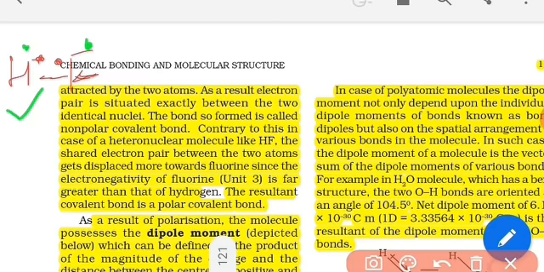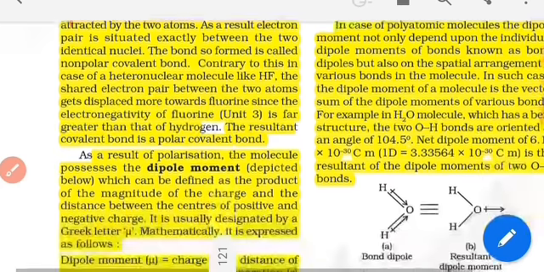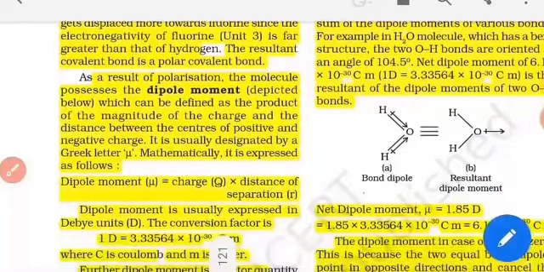Since we know that the electronegativity of fluorine is more than the electronegativity of hydrogen, this shared electron pair is attracted more strongly by the fluorine atom as compared to hydrogen, and in this way fluorine acquires a partial negative charge and hydrogen acquires a partial positive charge. That means this covalent bond has some polar character, and due to this polar character this molecule has some dipole moment.